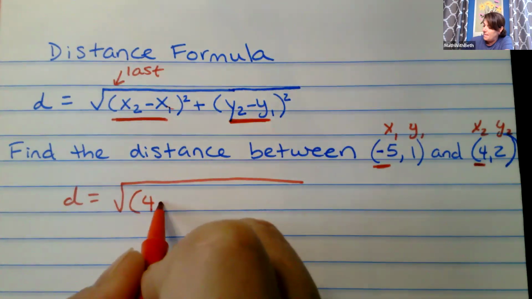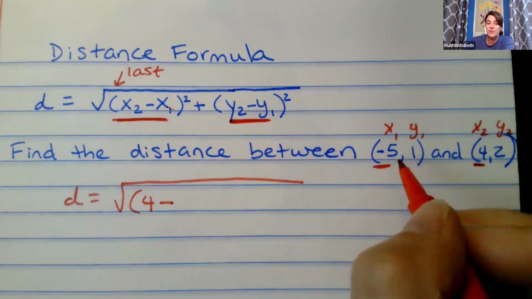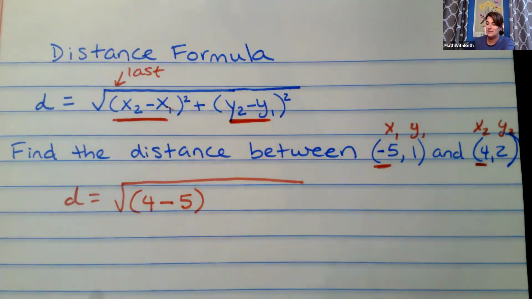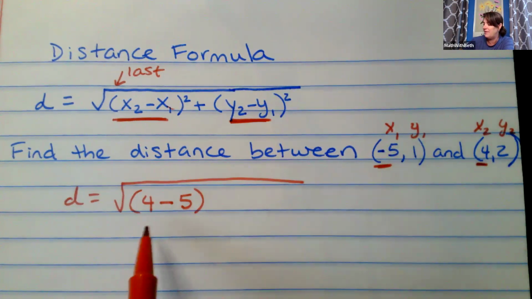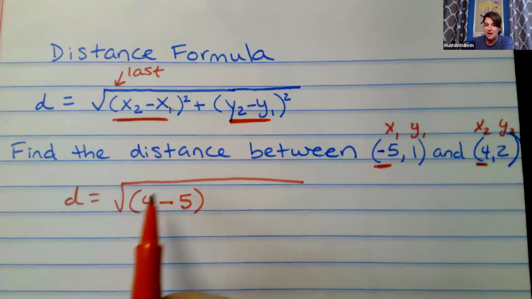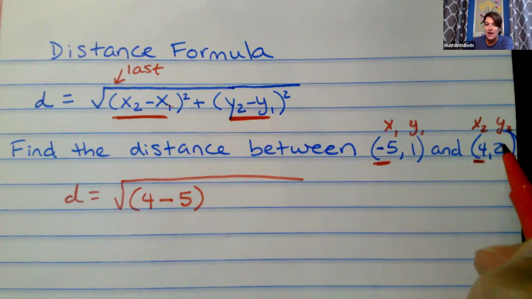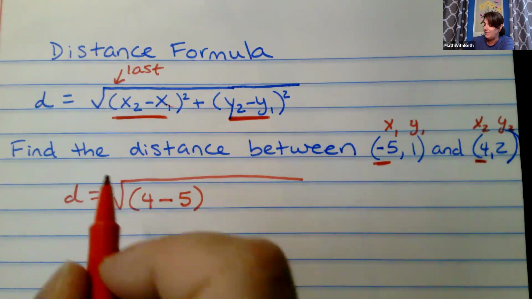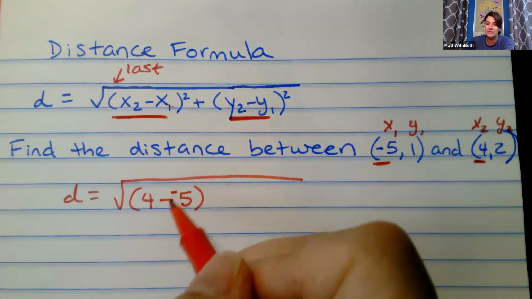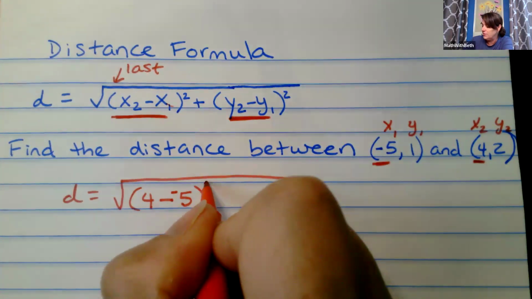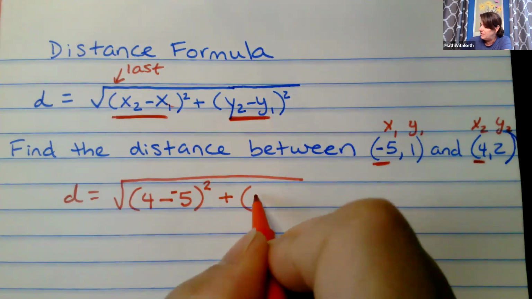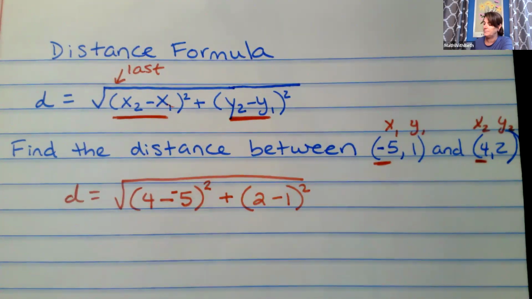So 4 minus -5. Be careful. I see this a lot. People say 4 minus and then they see a -5, but they think, oh, I've already put the minus, so let me just put a 5. This is not correct, because we're supposed to subtract these two numbers. So we're supposed to say 4 minus -5. There should be two negatives there, which hopefully you know what to do with, but if not, I'll help you in a second. And then for the y's, it would be 2 minus 1.